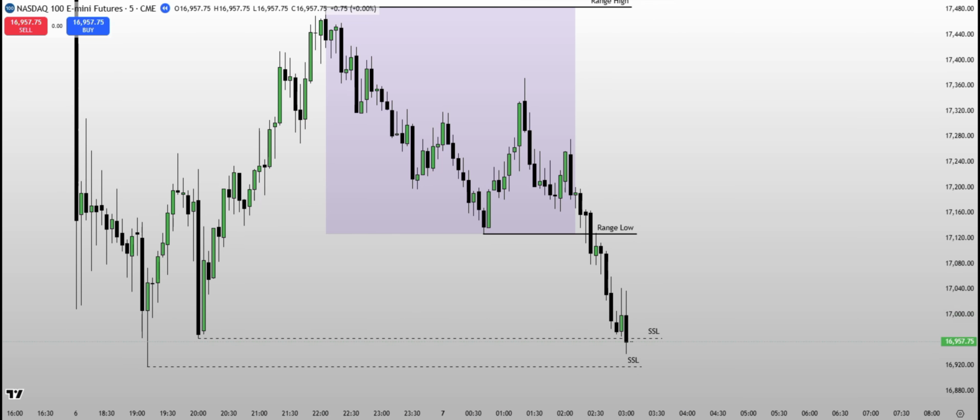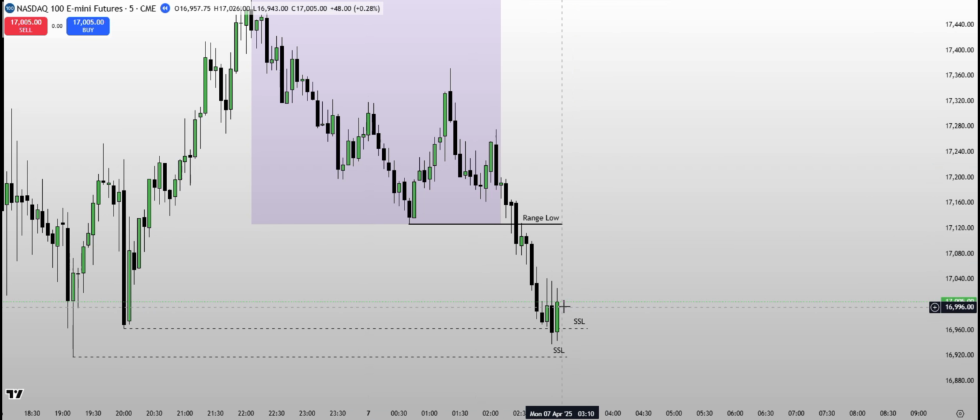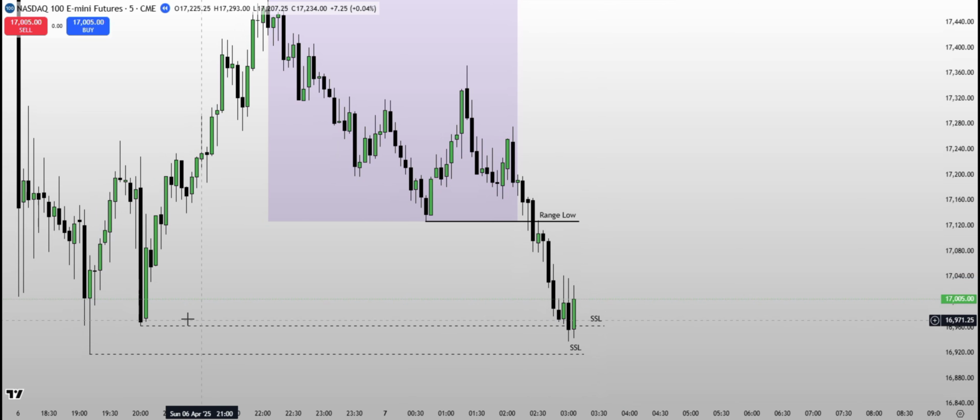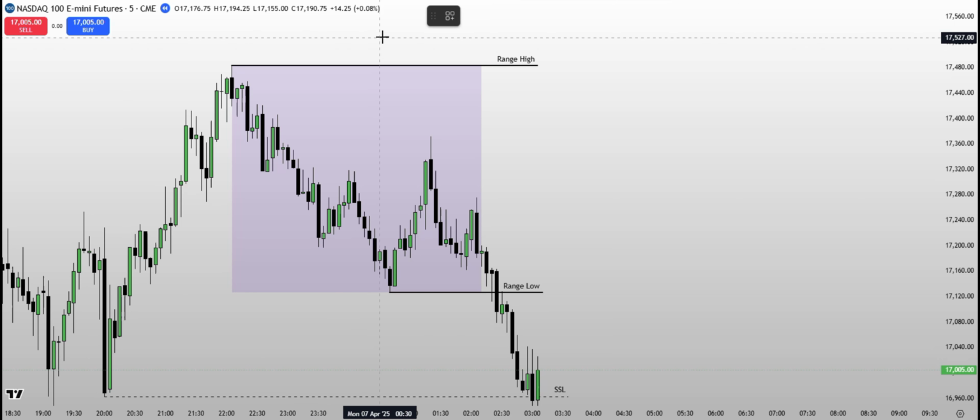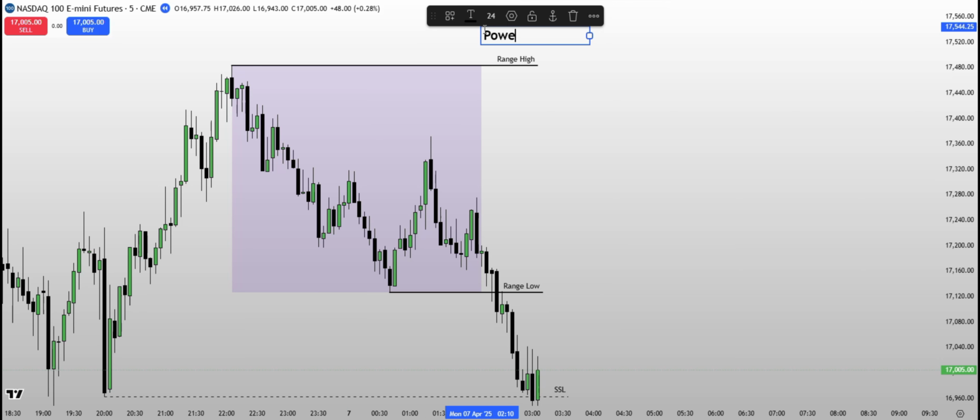Not yet tapped. And there we go. Okay, so we took that low right there. Low taken, swept sell side, range low taken. Accumulation phase is done. So let me just write that down. Power of 3 AMD.